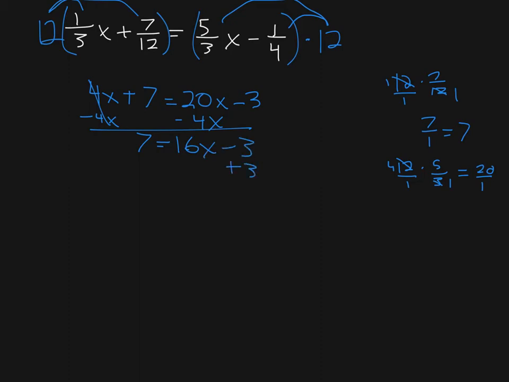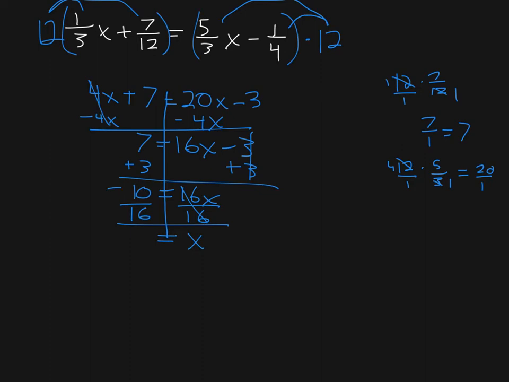I'll add 3 to each side. Now I really should have drawn a line here first. 10 equals 16x after these cancel. And I divide by 16. Now here we have a case where 16 doesn't go into 10, but it is a fraction. I can simplify it. I can divide both of them by 2. And that gives me 5 over 8. 5 over 8 is my final answer.